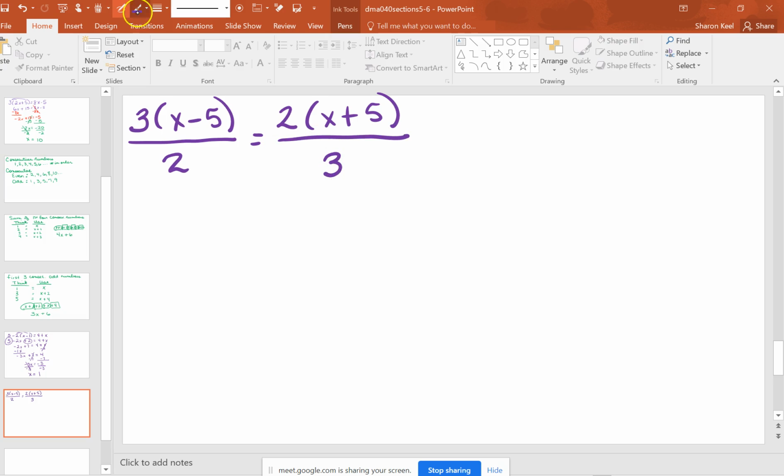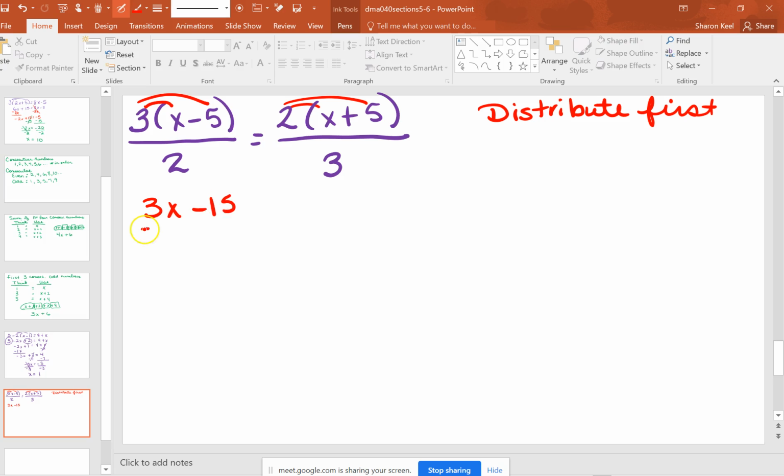So when you look at this, hopefully the first thing that you notice are parentheses. When you see you have parentheses, you're going to distribute. Distribute first. So when I distribute, I now have (3x minus 15) over 2 and (2x plus 10) over 3. So the very first thing was I distributed to remove the parentheses.